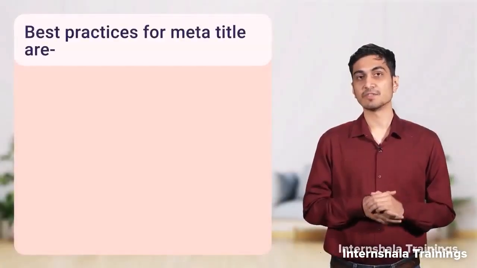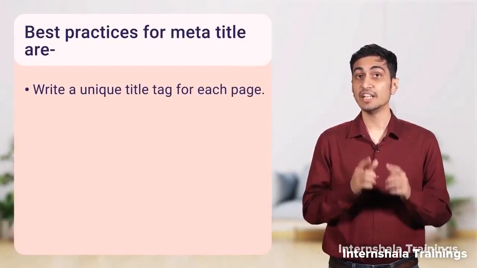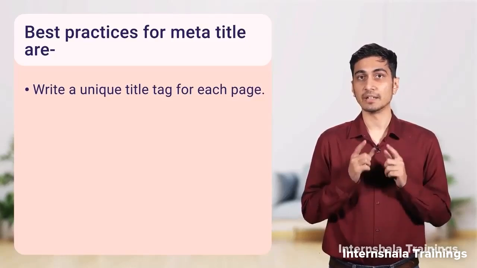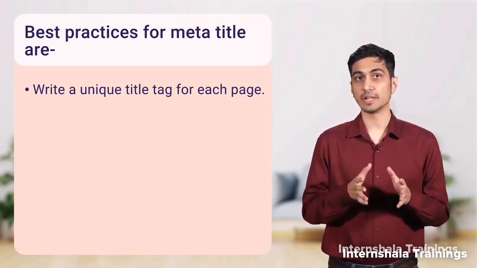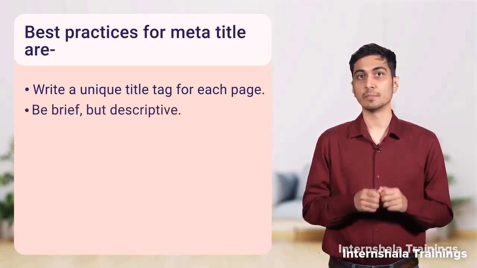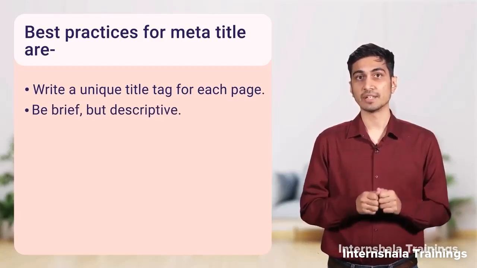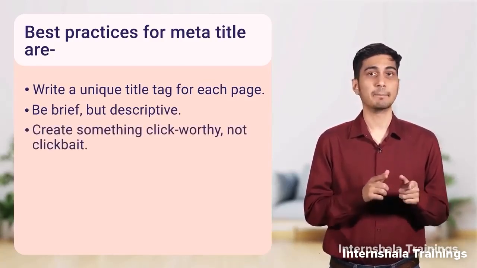Some best practices for meta title are: write a unique title tag for each page. Each page should have a different title to make it distinct for the search engine and the user. The second one is be brief but descriptive. The title tag should be able to convey the essence of the web page and what it provides in 60 characters. The next point is create something click-worthy, not clickbait.